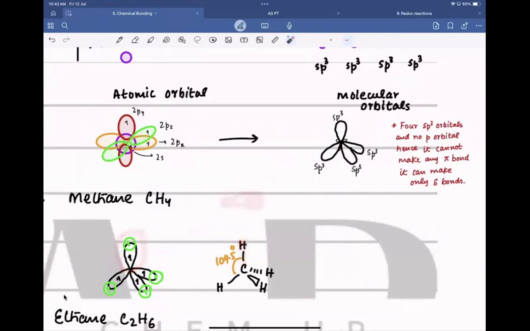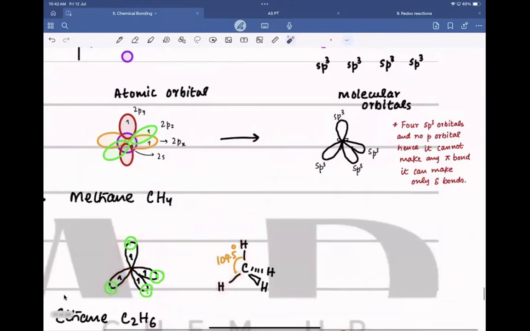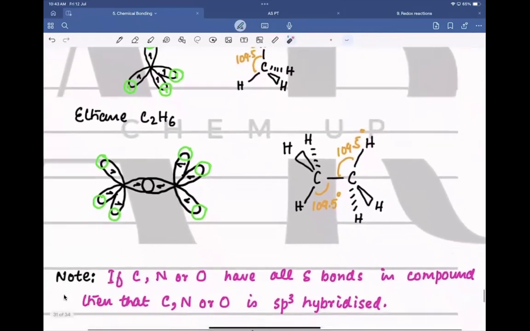So the same thing is happening over here. A second sigma bond. The same thing is happening over here. So a third sigma bond. And the same thing is happening the 4th time. So the 4th sigma bond. Is this understandable? Yes, sir.